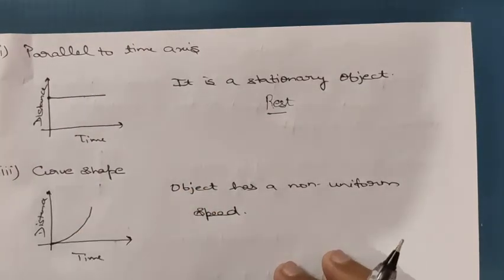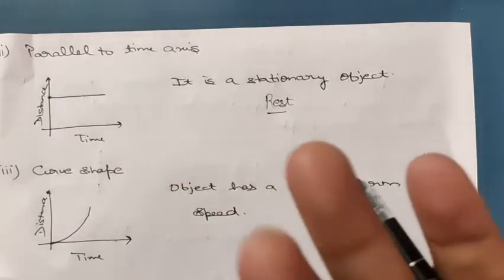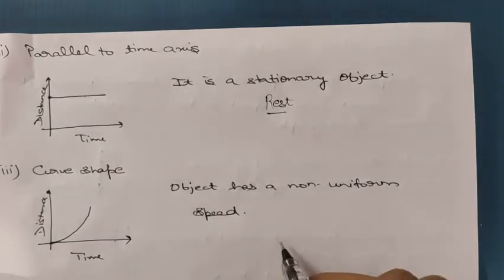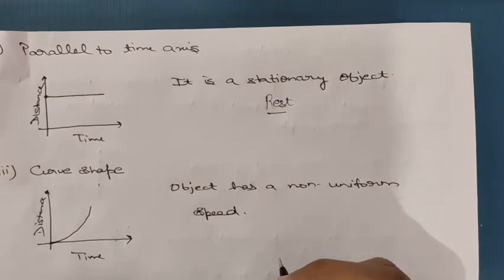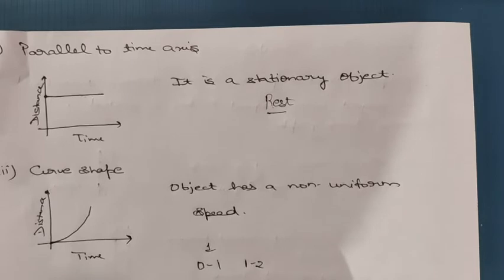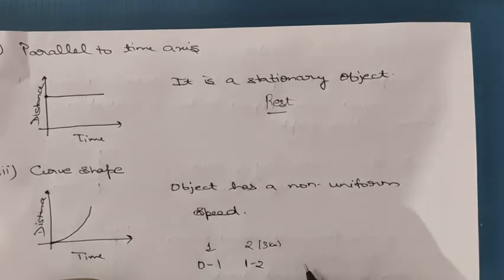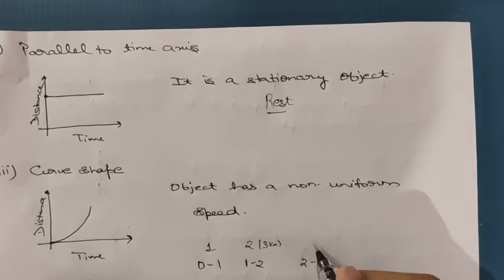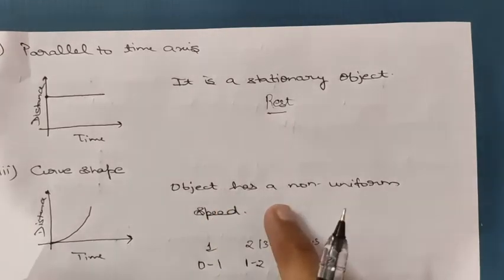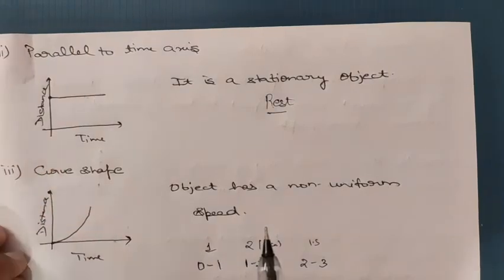And the third one is the curved shape graph. It can be any shape. A curved shape graph says that the object has a non-uniform speed. Non-uniform speed means it is covering unequal distances in equal time. For example, from 0 to 1 second it travels 1 kilometer. Then from 1 to 2 seconds, another 1 second interval, this time it travels 2 kilometers, so the total becomes 3 kilometers. Then from 2 to 3 seconds it covers this time 1.5 kilometers. So it is not moving uniformly, meaning the speed is continuously changing. That's why the object is said to have a non-uniform speed when the shape is curved.